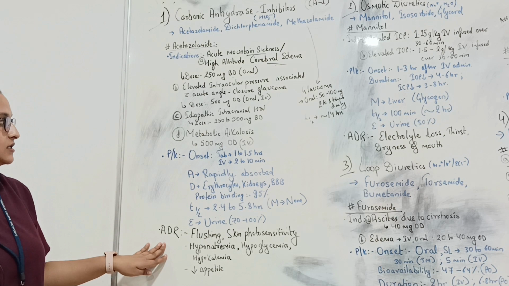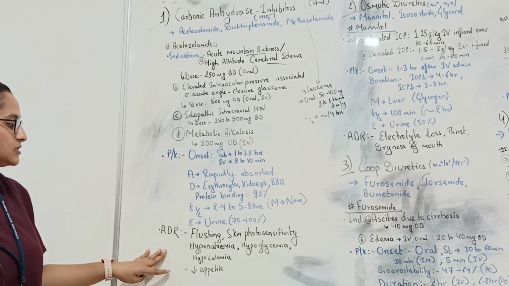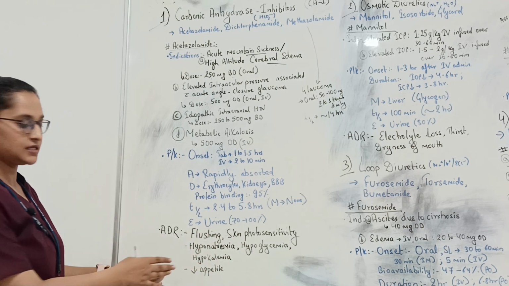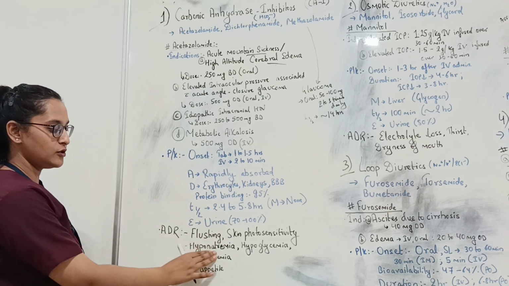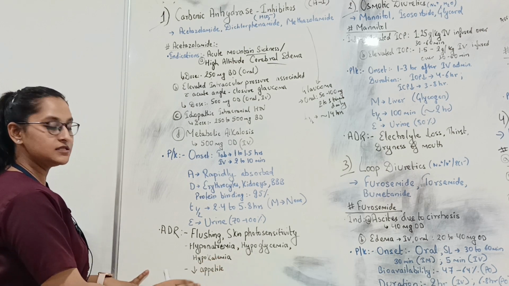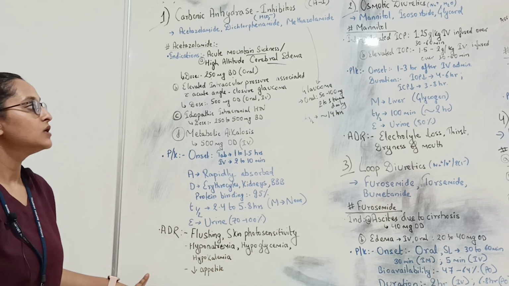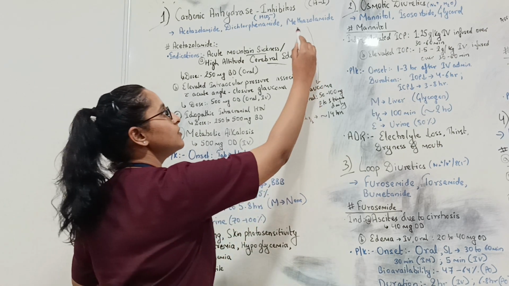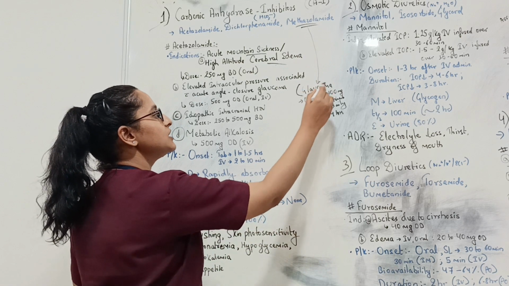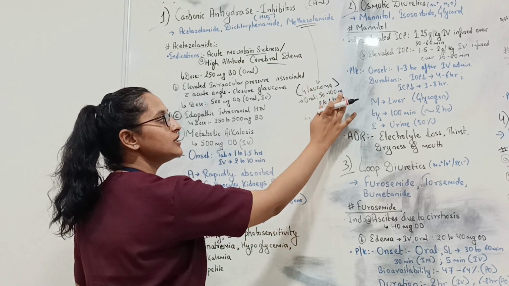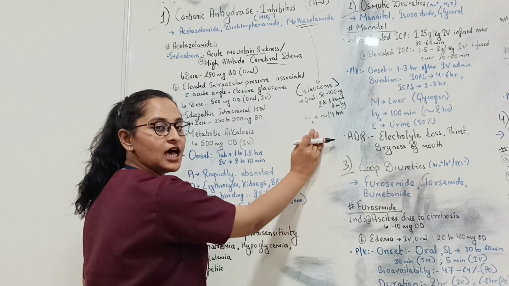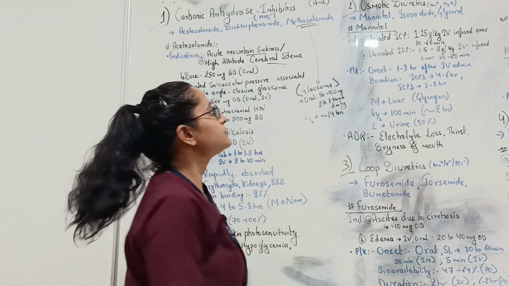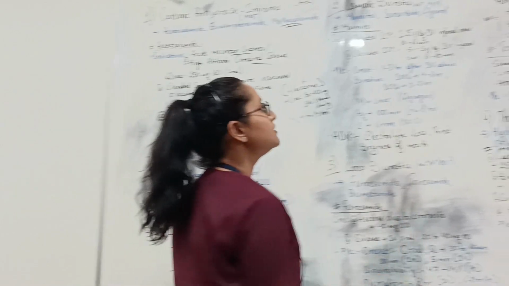Coming to the ADRs for carbonic anhydrase inhibitors: flushing, skin photosensitivity, hyponatremia. I explained the mechanism for all this yesterday also. Hyponatremia, hypoglycemia, hypokalemia, and decreased appetite. So the first class is done. This is the weak diuretics. For methazolamide, the indication is glaucoma, oral 50 to 100 mg two to three times daily, and the half-life is approximately 14 hours. Okay, understood?